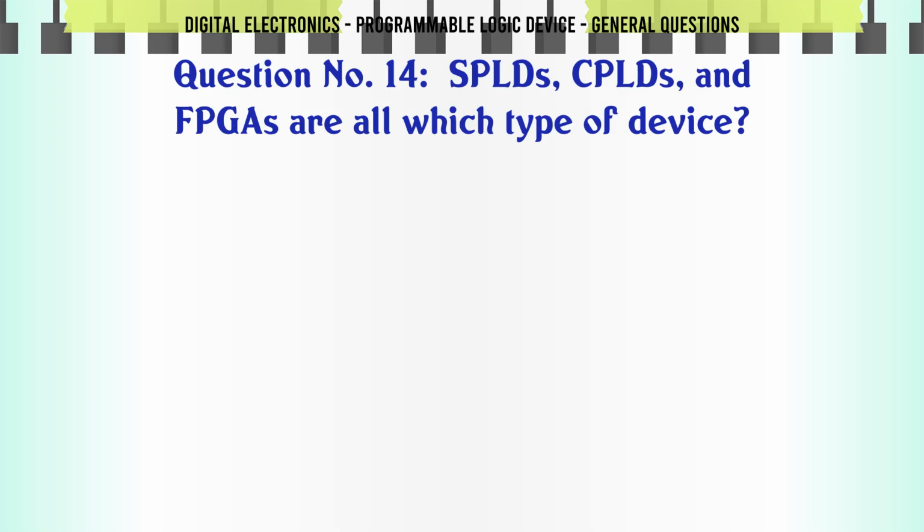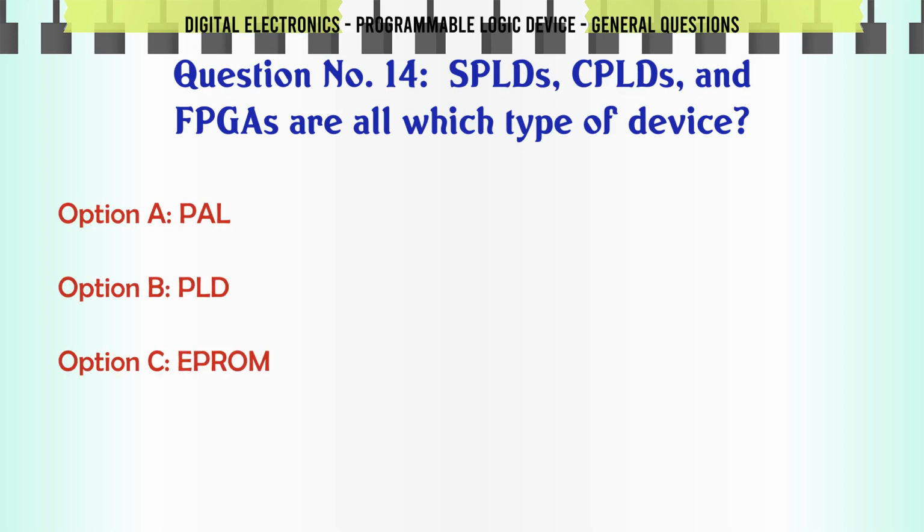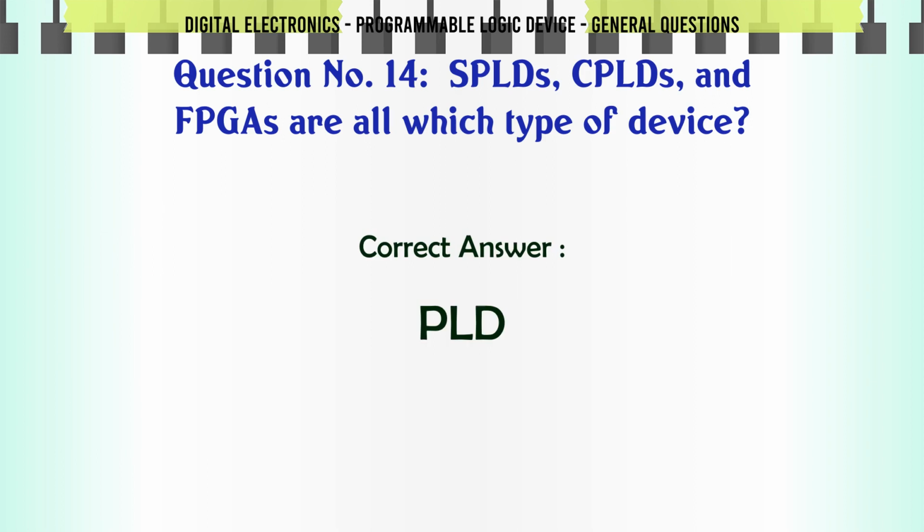SPLDs, CPLDs, and FPGAs are all which type of device? A. PAL, B. PLD, C. EEPROM, D. SRAM. The correct answer is: PLD.